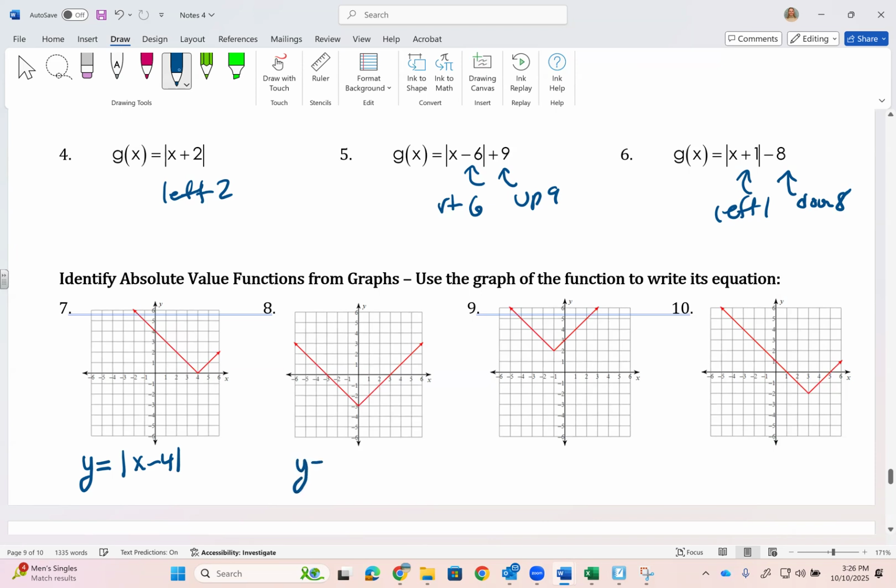This one, it doesn't go left or right. However, it does go down 3. So writing this, y is equal to, this is going to be x plus 1 because it's left 1, and then up 2. And the last one, y equals opposite value of x, and it's right 3, so it'd be minus 3, and then down 2.